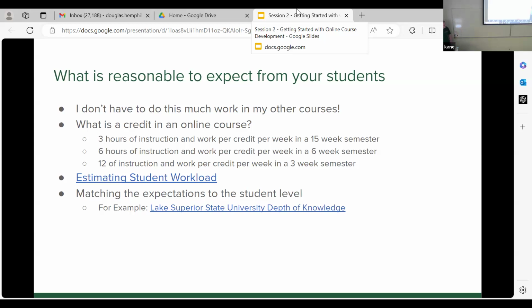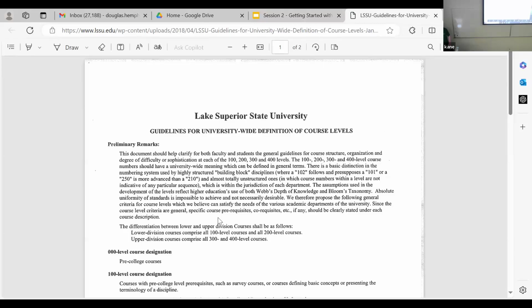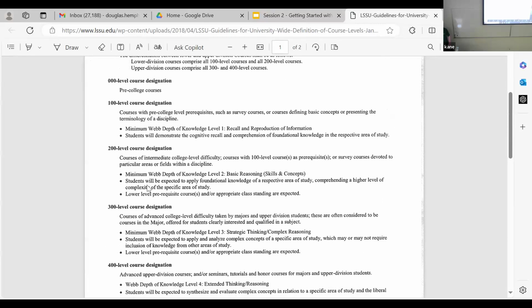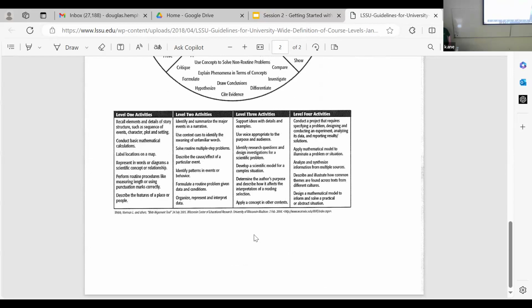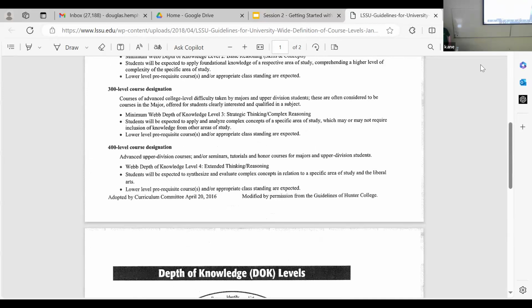I think departments working together to answer questions about what should be the standards in a course is a great thing to do. But if you just want some place to start, this is an example from Lake Superior State University that covers basically what you might think about doing in different levels of courses, and then what those actual activities look like. So again, it's just a resource you can use to start as you're thinking about what do I actually want to do in a 300 level course, for example.